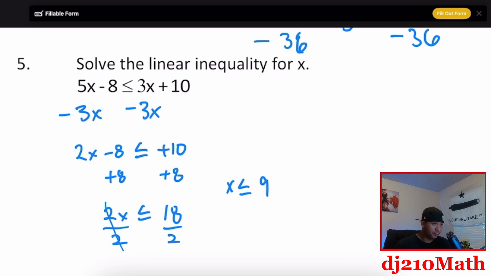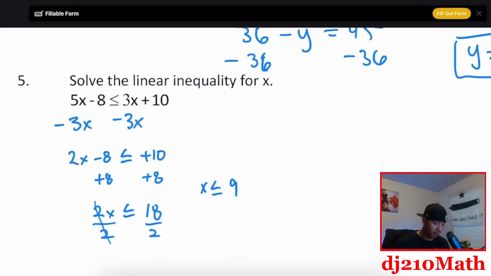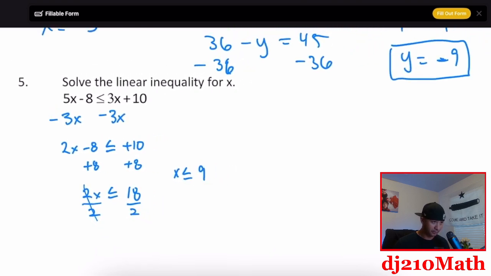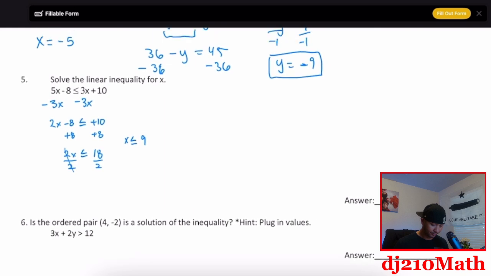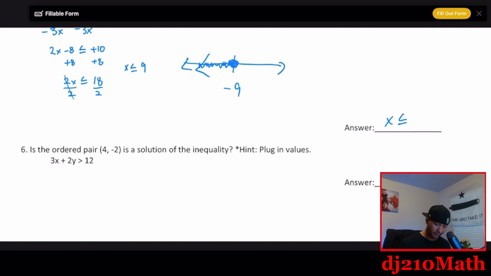When you're solving for x, remember when you divide by a negative or multiply by a negative, you have to flip the sign. That's one of the reasons why I try to look ahead and avoid negative situations. Because if you forget to flip the sign, that will lead to the wrong answer. So x is less than or equal to negative 9. So in terms of a number line, this is negative 9. It's a closed circle, and we want less than, so this direction. So x less than or equal to negative 9.